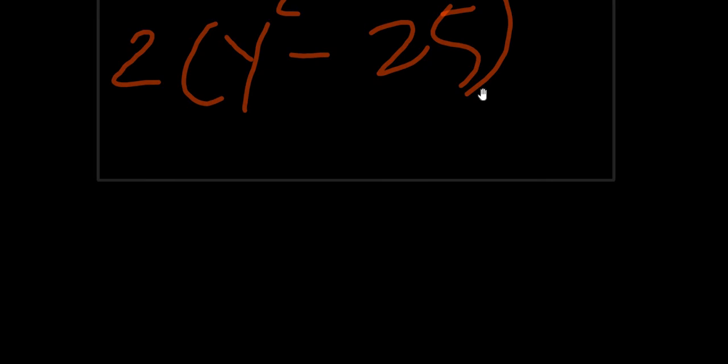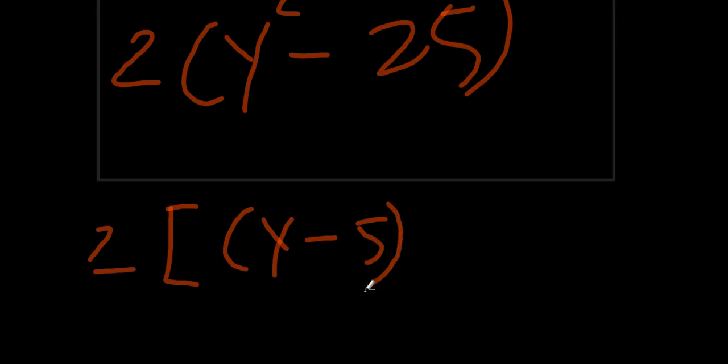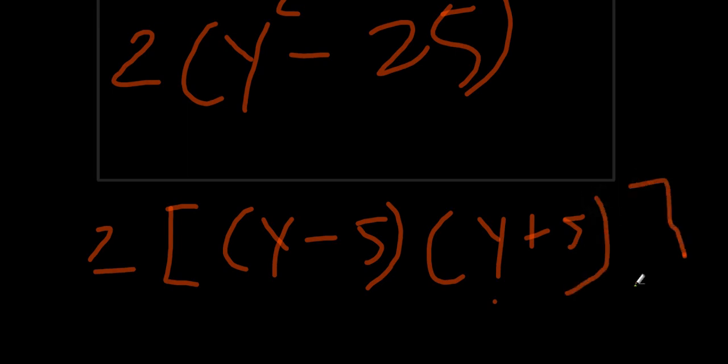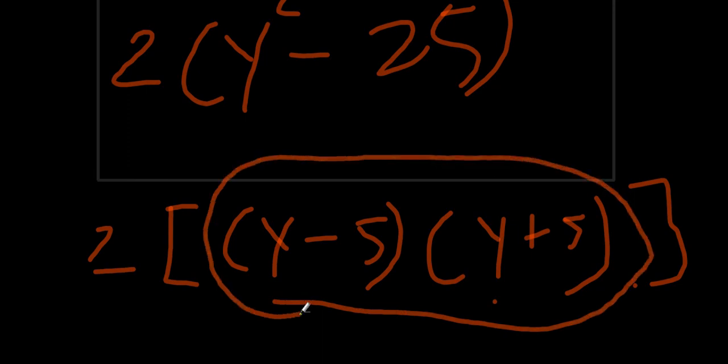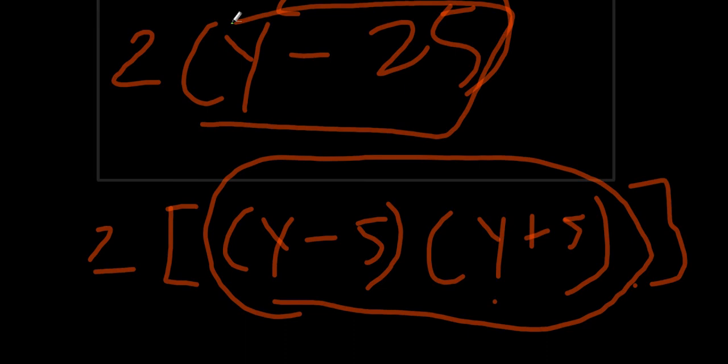And so we just leave our 2 outside, and then go ahead and work this out. Let me draw a bracket like this. We should have x, we have the y, minus 5, plus 5. And if we work this bracket out, we'll end up with this. And then after multiplying by the 2 outside, we get back the original term.